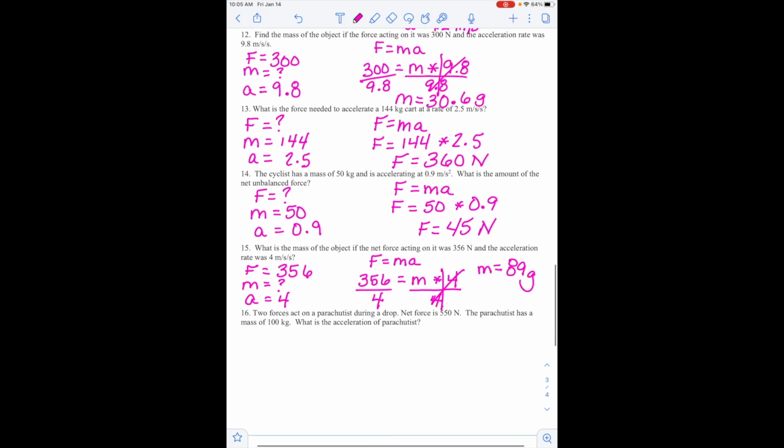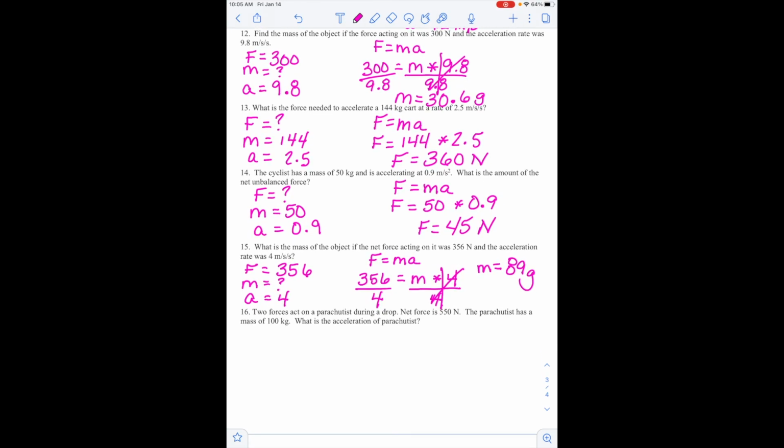Number 16, this will be the last one we'll go over for today. We have two forces acting on a parachutist during a drop. Net force is 550 newtons. The parachutist has a mass of 100 kilograms. What is the acceleration of the parachutist? So we have a force of 550 newtons. We have a mass of 100 kilograms. And we are looking for the acceleration.